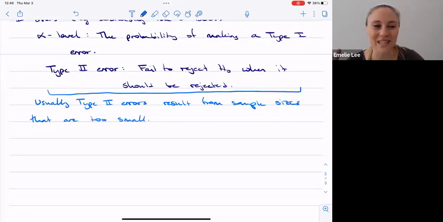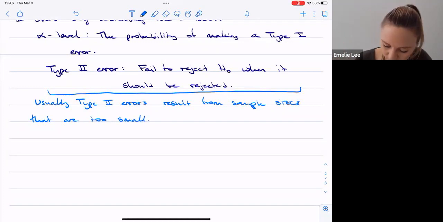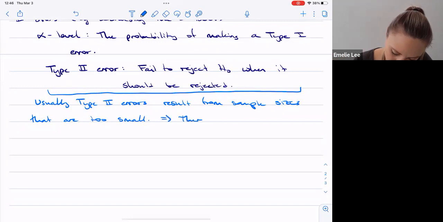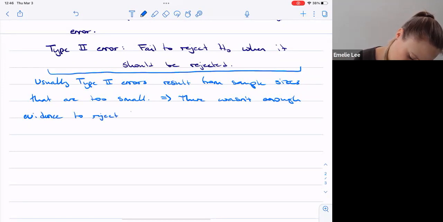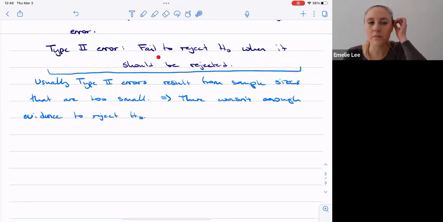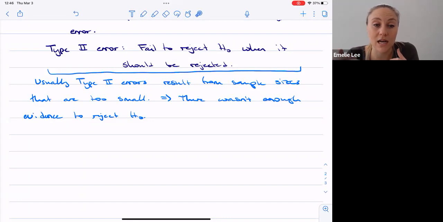Right? There wasn't enough evidence to reject H0, right? So I failed to reject H0 when it should have been rejected. That just means that I didn't have a stable enough distribution to look at, right, to be able to detect that difference. Okay, and so usually the only way that we can control the type 2 error rate is by increasing our sample size. Okay.